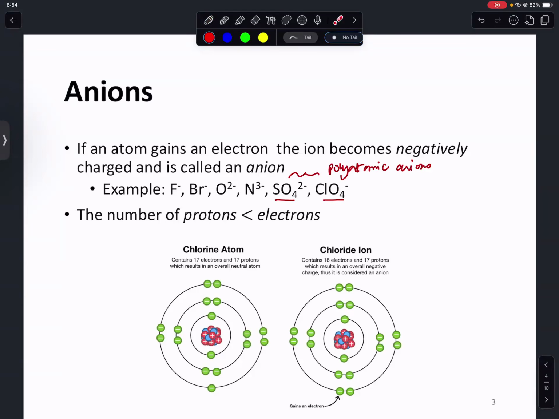Now, in anions, which is the opposite of the cations, the number of electrons is going to be greater than the protons. So if you look at the chlorine atom right here, in its outer shell, if it gains an electron, you have one extra electron, and that is what results in the negative charge.